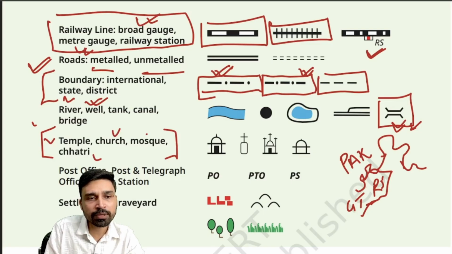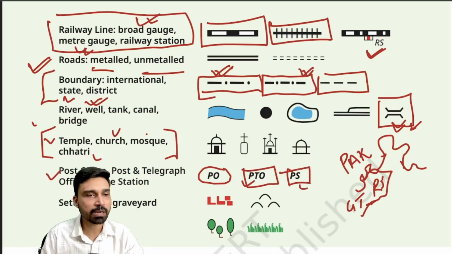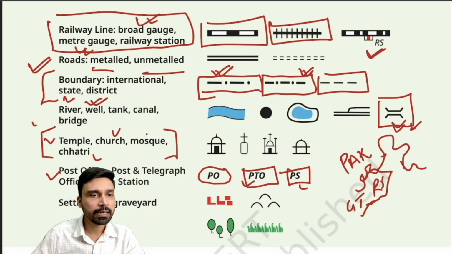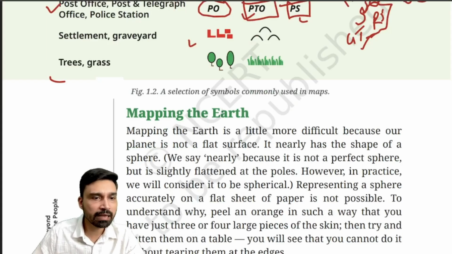Then for the post office, as you can see, rather than using a symbol, we simply use letters to represent different types of government buildings like the post office. Then we have the post and telegraph office, and a police station is simply marked by PS. Apart from that, we have settlements and graveyards, which have their own symbols. Trees and grasses also have their own symbols.